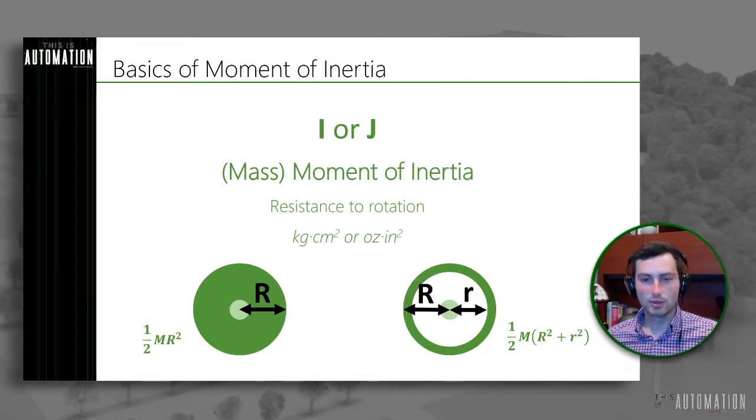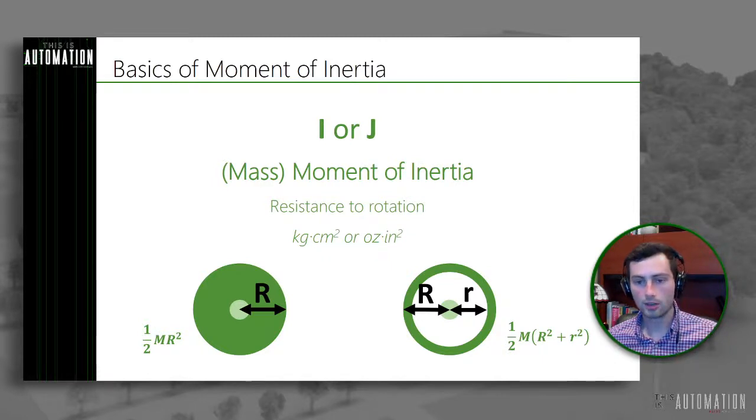So we're looking at two examples on the screen here. You can imagine these as long cylinders, and we're looking at them end on. The image on the left is a solid cylinder with a radius of r, and the equation just to the left is the equation for the moment of inertia for that object. You can see it's 1/2 the mass of the object times that radius squared.